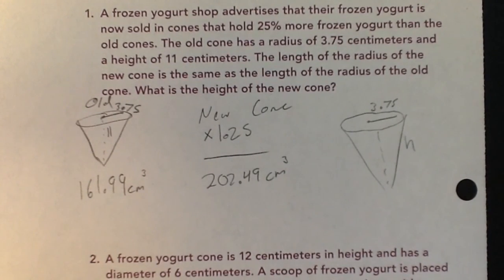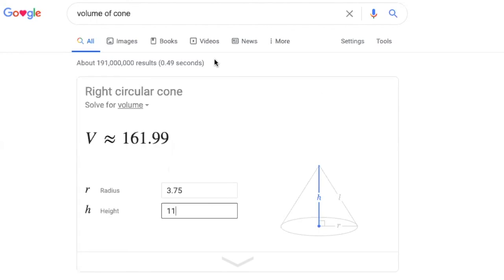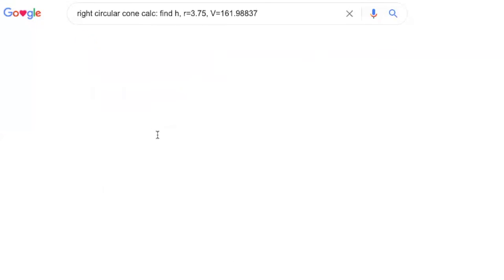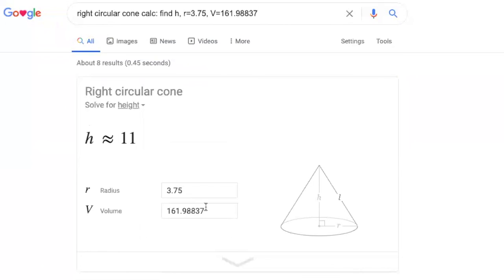We've done some of those problems before, and those were always a pain. So now I'm going to show you how to use Google to get those. If you type in volume of a cone, it goes right to this. But if I don't want to solve for volume, I can solve for other things. You click where it says solve for volume and change what you're looking for. I'm going to change it to height. It still has our old data in here, so I'm going to remove the volume and put in the new one, 202.49. With the new volume and same radius, Google's telling me the height has to be 13.75.